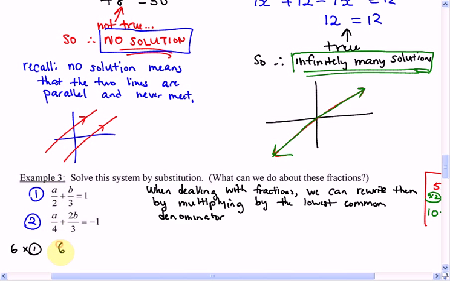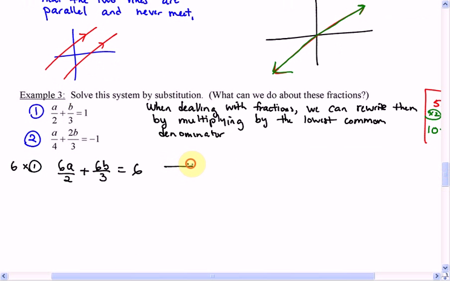It becomes 6a over 2 plus 6b over 3 equals 1 times 6. Now we should be able to simplify this as well, because 6 divided by 2 gives us 3, so that's 3a. 6 divided by 3 gives you 2, that's 2b, and of course that equals 6.